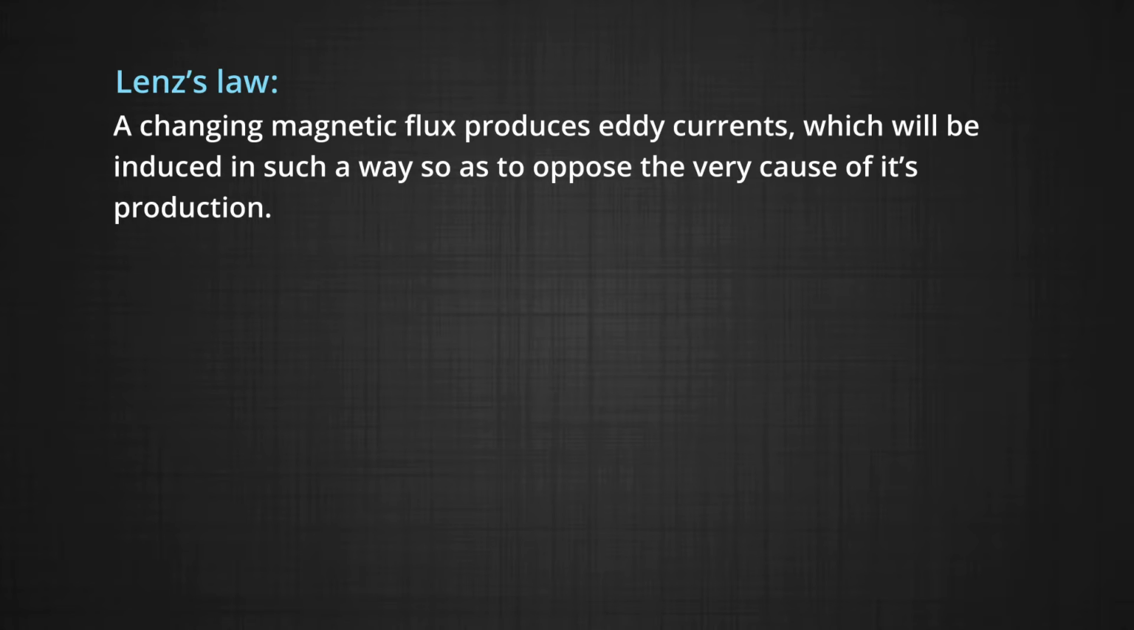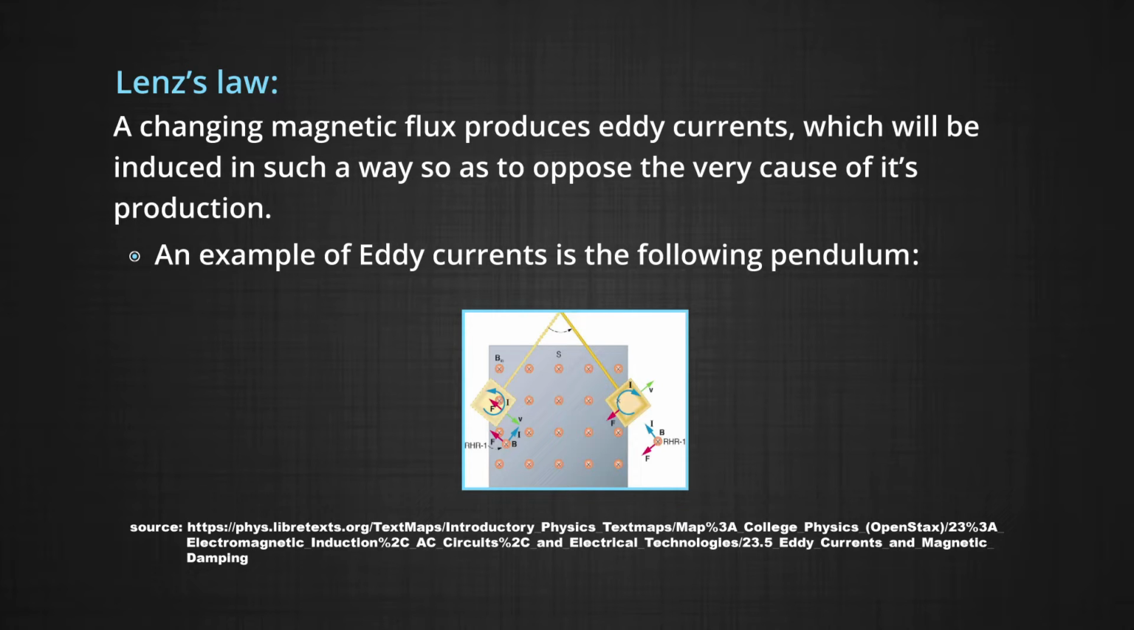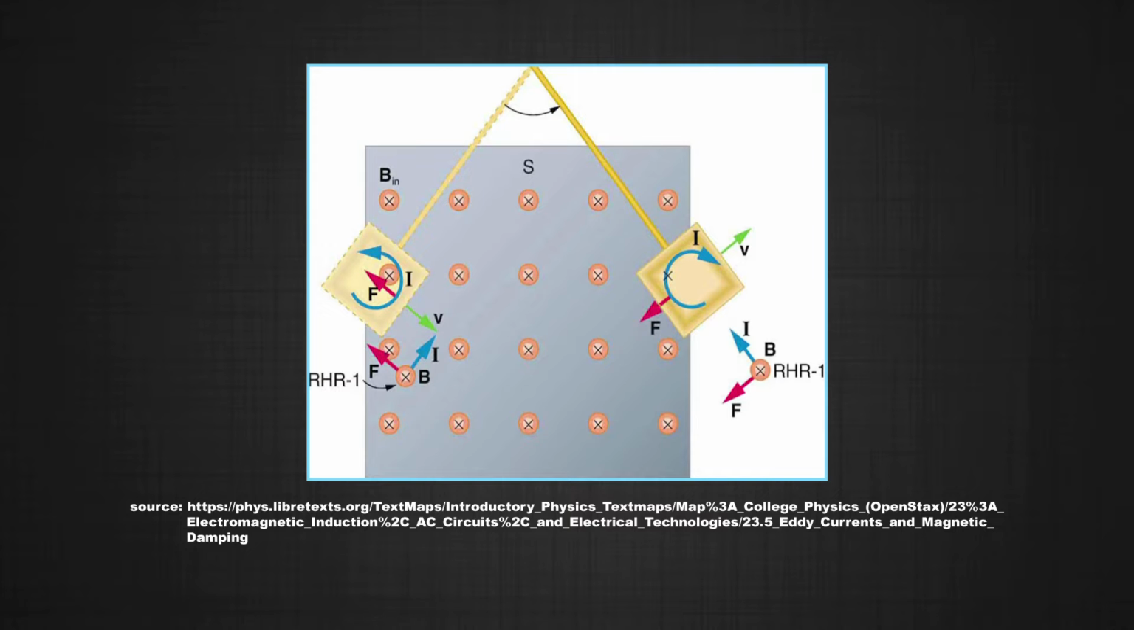Changing magnetic flux produces eddy currents, which will be induced in such a way as to oppose the very cause of their production. This results in an often undesirable conversion of mechanical energy into internal energy. An example of eddy currents is the following pendulum with a conducting sheet, in which eddy currents are induced such that the pendulum slows down every time it passes through the magnetic field. Eddy currents can produce significant drag, called magnetic damping, on the motion involved.